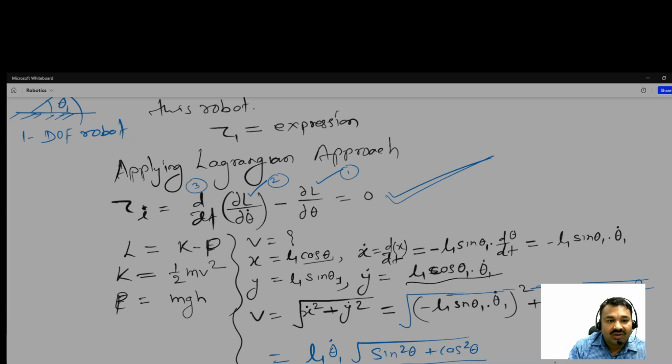And the tau i is what? It is the summation of all torques applied on the manipulator.